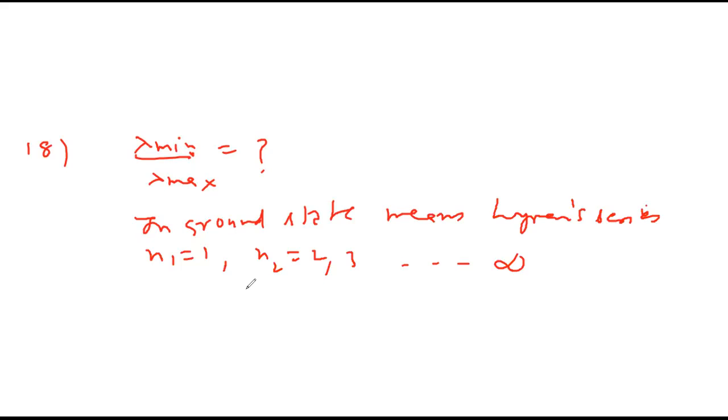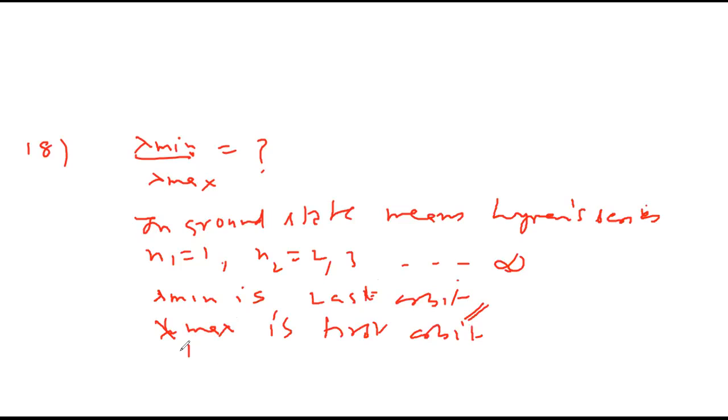Yes. For having frequency maximum, difference should be maximum. So last orbit to the first orbit will give you maximum difference in frequency. That means lambda will be minimum for last orbit. So lambda minimum is last orbit. This you have to keep in mind. Lambda maximum is first orbit of that series.